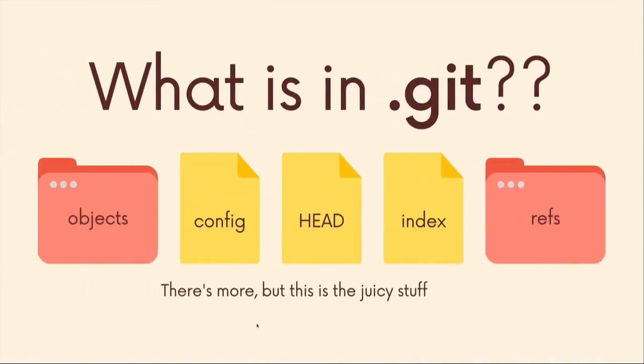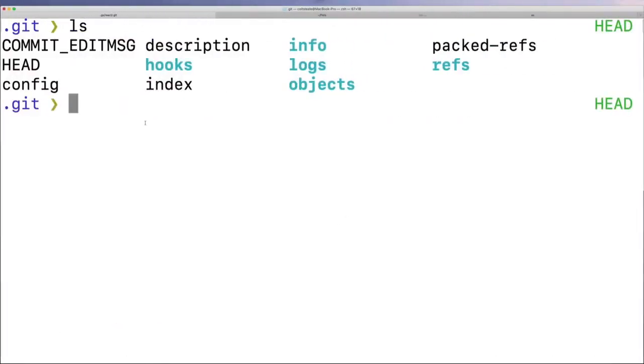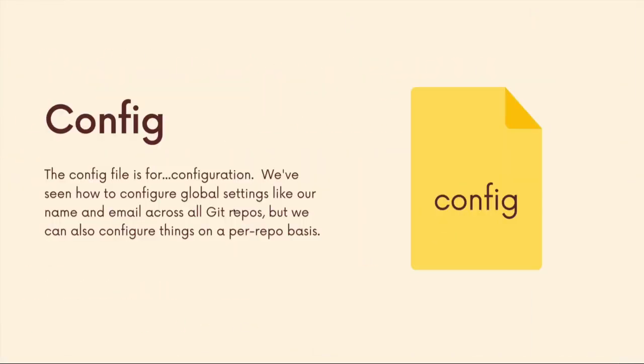So compared to this slide, there's a lot more. But I'm just going to highlight some of the most important pieces. And in this video, I'm going to start by talking about this one file called config. The config file is for additional configuration. We've talked about this a little bit. With Git, there are multiple locations where we can configure settings. We can do it globally. We can actually do it system-wide, globally, and then locally on a per repo basis.